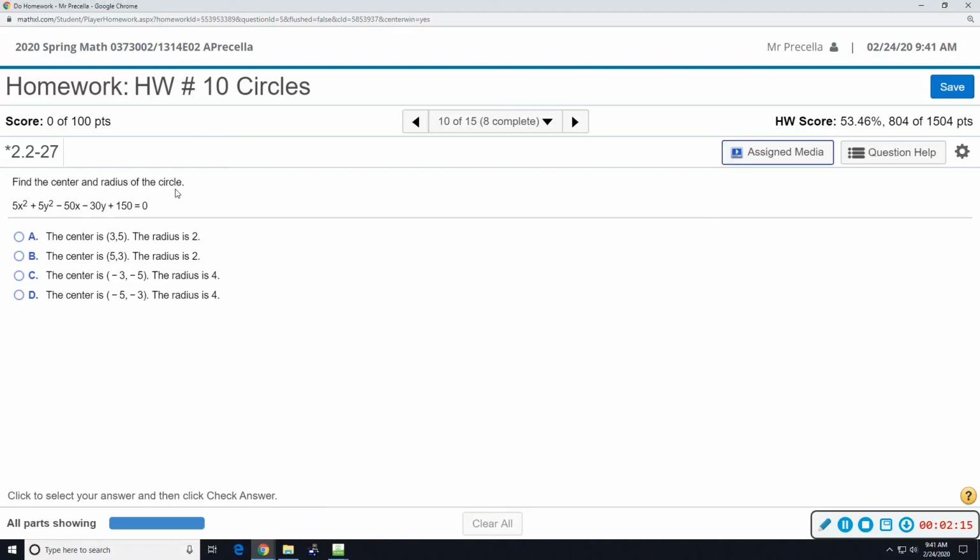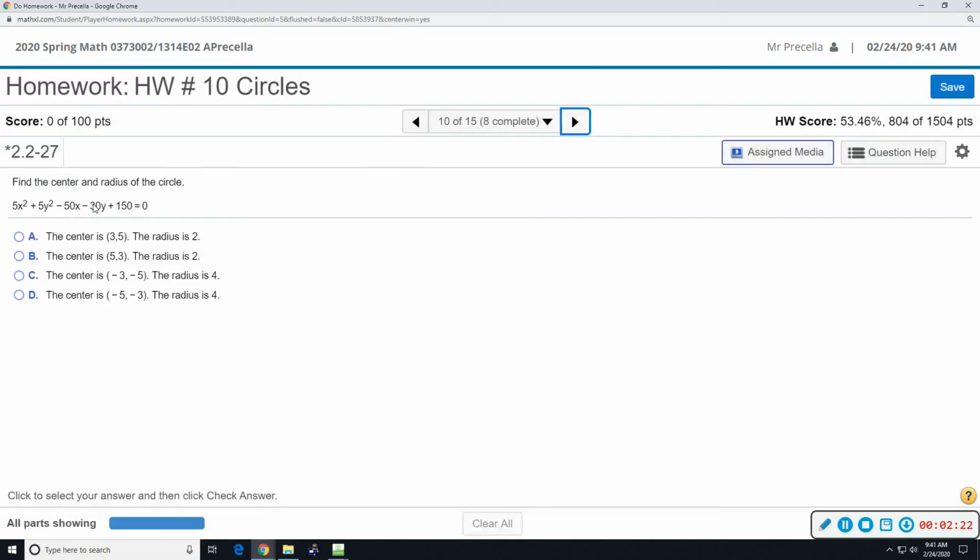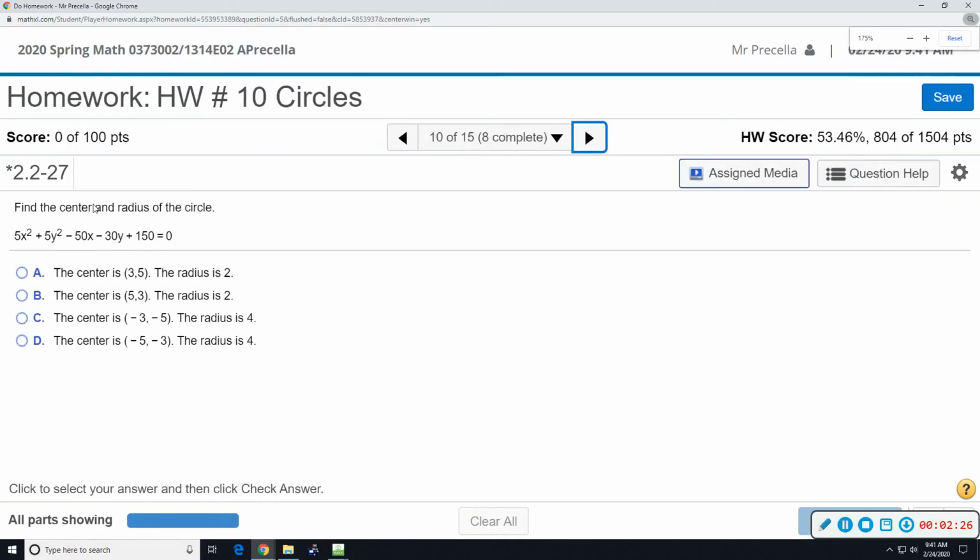it says, find the center and radius of the circle. I'm going to do this just to make sure it doesn't time me out. Okay, so we're doing problem 10. Let me make it larger. And let me write it down. This one's going to have one extra step that the other ones that we've done, 8 and 9, didn't have. Problem 10.